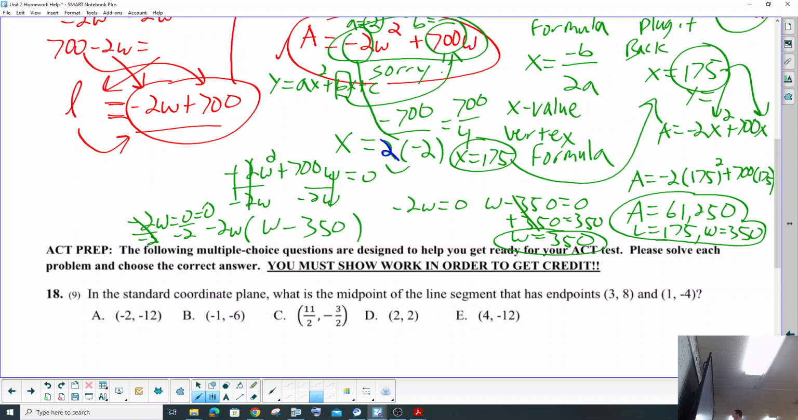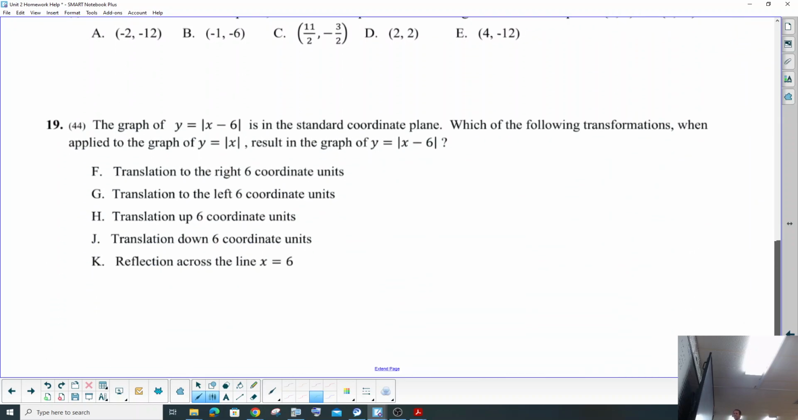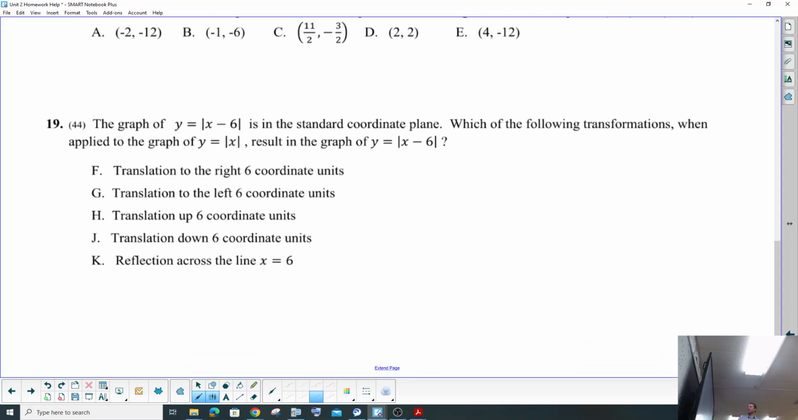Good job. Thanks for watching that with me. Last one, really fast, is number 19. The graph of y equals the absolute value of x minus 6 is in standard form coordinate. Which of the following transformations, when applied to the graph of y equals the absolute value of x, results in that graph? We have an absolute value of x, which is just like this. Over 1 up 1, over 1 up 1, over 1 back 1. So over 1 up 1, over 2 up 2, over 3 up 3, back 1 up 1, back 2 up 2, back 3 up 3.